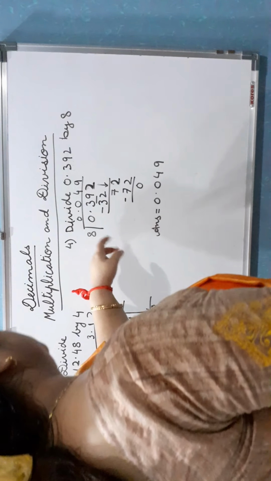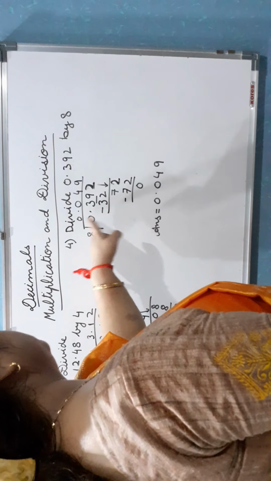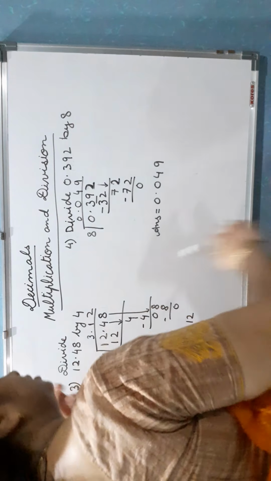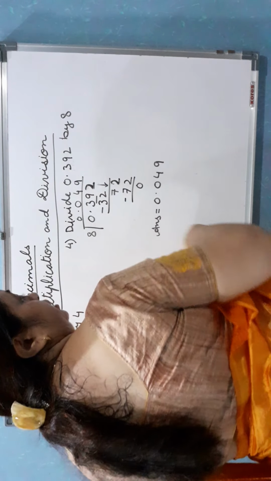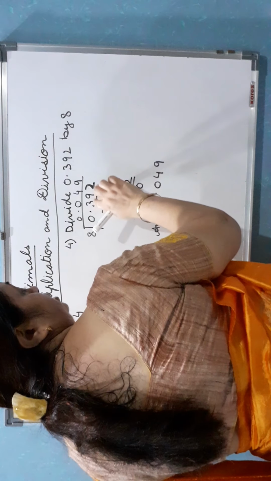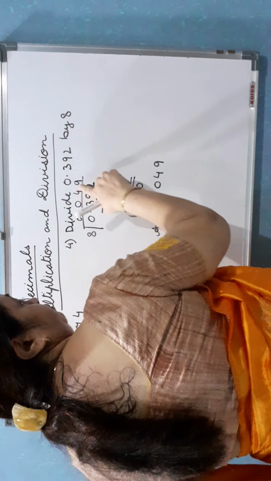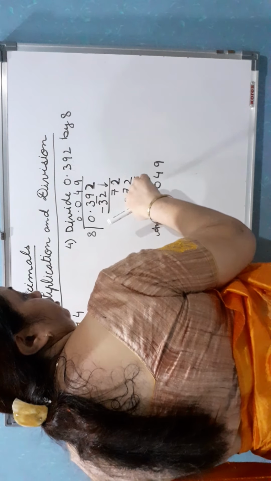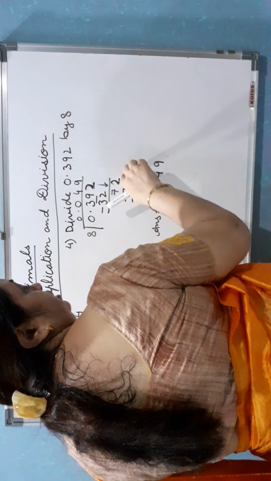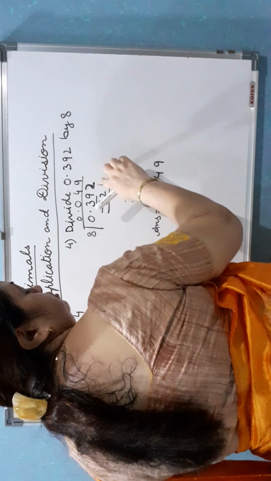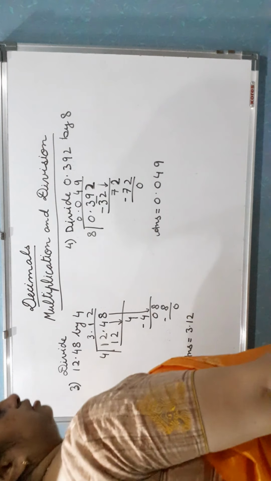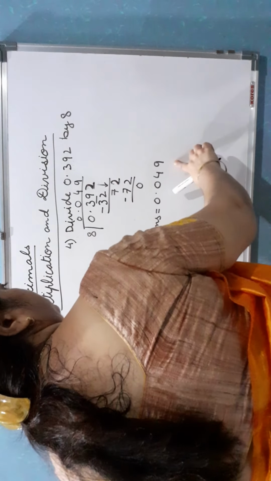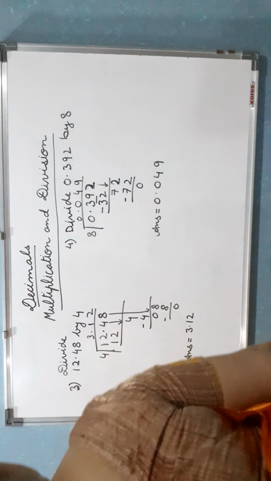So don't be confused with such sums. You just put here 0, then the point is here. 3 is not divisible by 8. So again 0 will be here. And now take these two numbers, 39. So 8 4s are 32, subtract it, take this 2 down, then you will get 72, and so 8 9s are 72. So this is your answer. Let us do the last one.